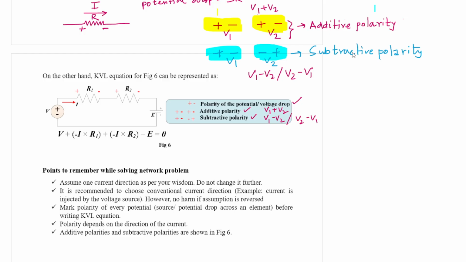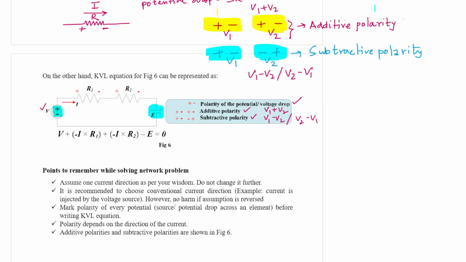So if you understand these elementary concepts, now let us consider figure 6. We have a voltage source V, we have a resistance R1, a resistance R2, and then we have a battery E. Initially we have assumed the polarity of the voltage source as upper plate plus, lower plate minus, and for the battery also the upper plate is plus, lower plate is minus.